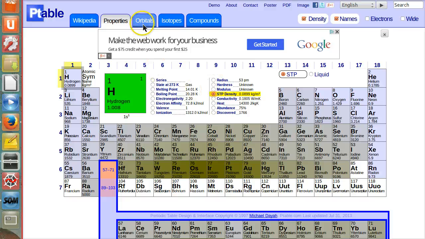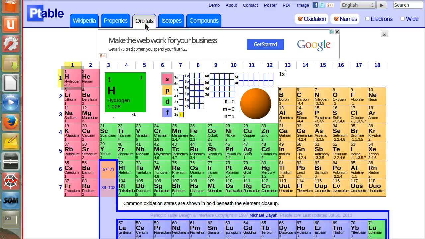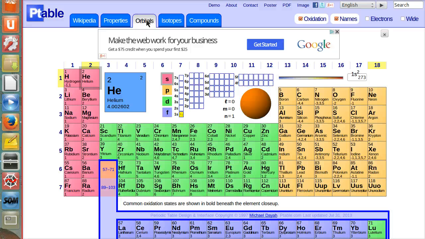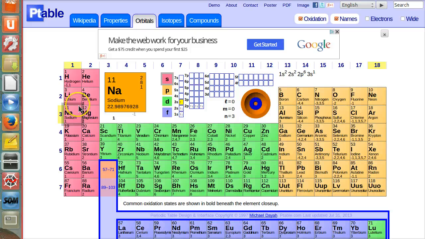But today I want to focus on the electron structure, or we could say the energy level structure of atoms. You'll notice that when you click on this orbitals tab, helium flips over to the left hand side, whereas on the normal table it's over on the right. This is to show you that the table is structured according to the way the electrons are arranged around the atoms.